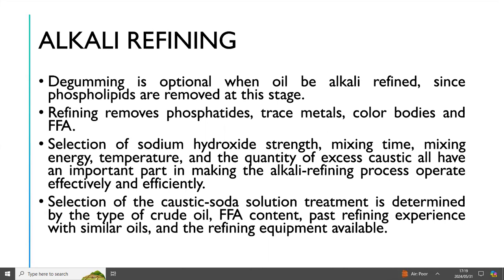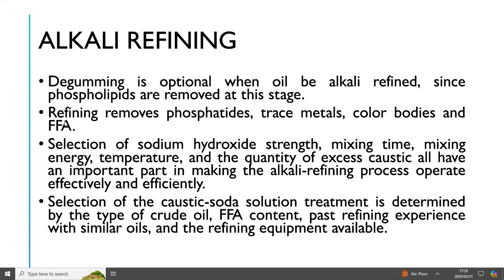Alkali refining. Degumming is optional when oil will be alkali refined, since phospholipids are removed at this stage. Remember, your alkali or sodium hydroxide is dilute, which means it has water. That part of water will also do the degumming. Refining removes phosphatides and trace metals like your copper and iron, and color bodies, your carotenoids. As you do your degumming, color will tend to improve a bit, and as you do your alkali refining, the color will definitely improve. But the main thing you want to remove is the free fatty acid.